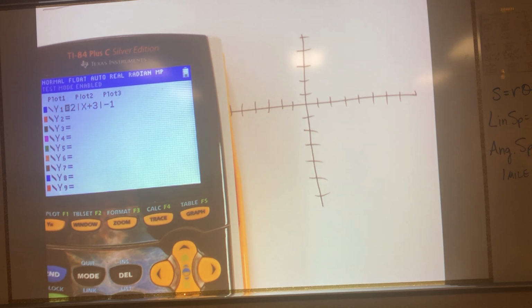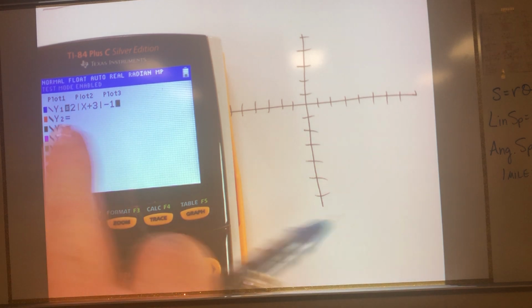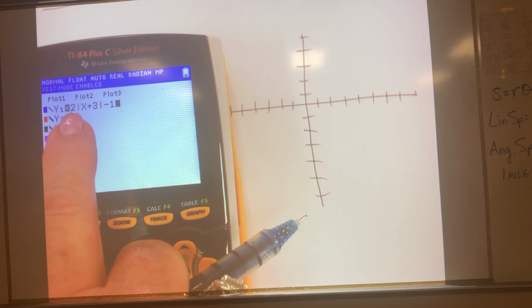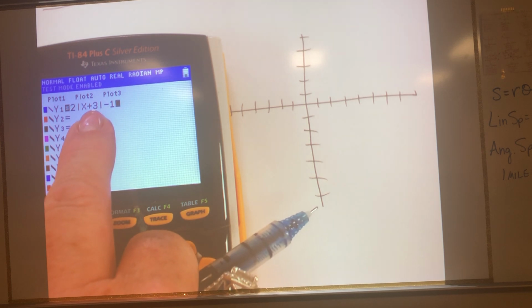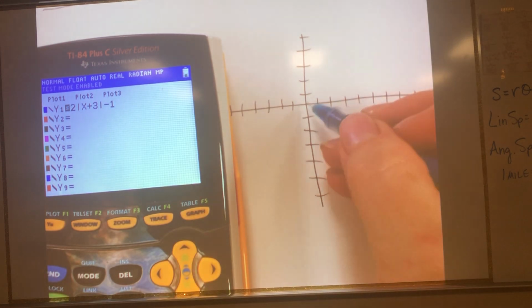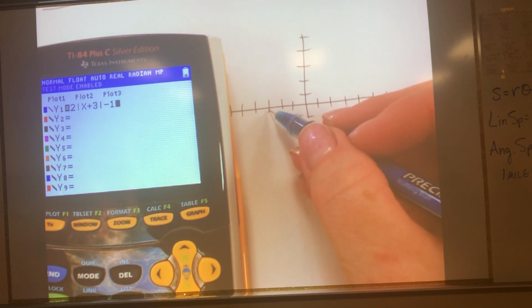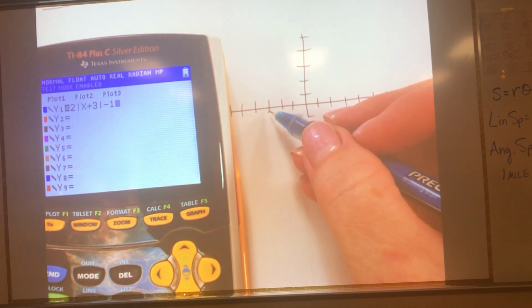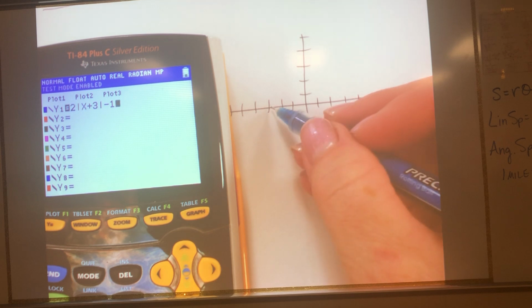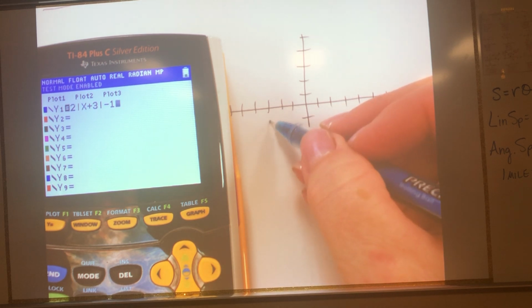Okay, you got it? All right. So just tell me what the 2 does to it. It makes it steeper, it makes it skinnier, right? Okay, what does this plus 3 do to it? It makes it go to the left. To the left. So I started here at my origin and I went 3 to the left. 1, 2, 3. What does this minus 1 do to it? It makes it go down. Since it's a negative, it goes down. Okay, so there it is right there.